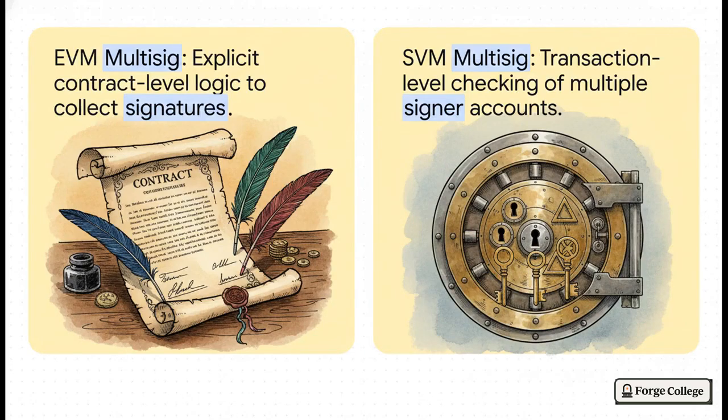This difference really shines when we look at multisig architectures. On the EVM, a multisig is this explicit, contract-level logic designed to collect and aggregate signatures on-chain. But on the SVM, multisig is a transaction-level check of multiple signer accounts, or threshold stewards. As an SVM developer, you have to manually validate account order and public keys. You absolutely cannot just assume the runtime magically fed you the correct accounts in the right order.